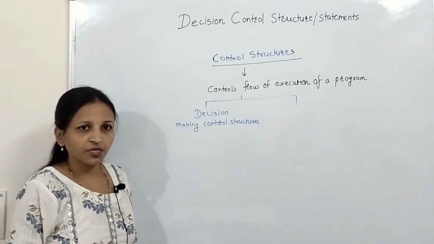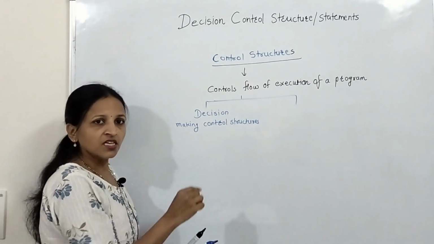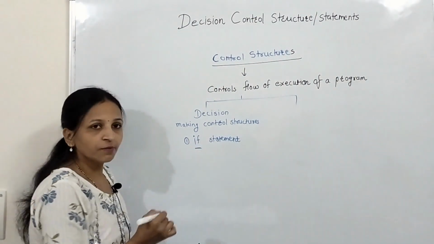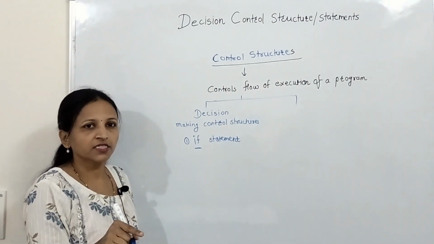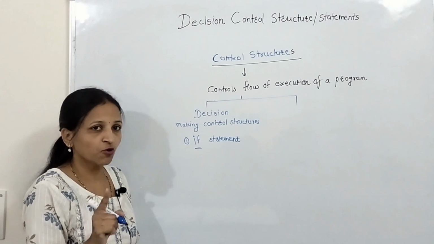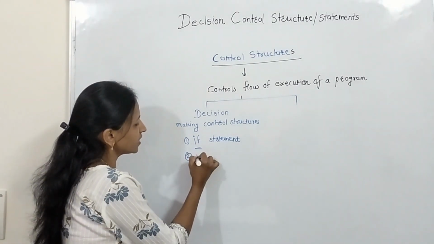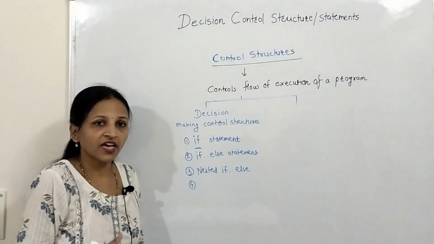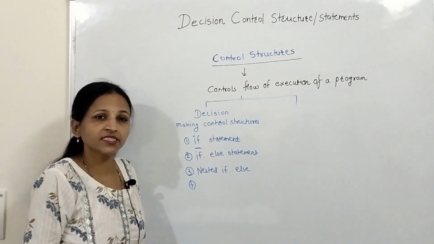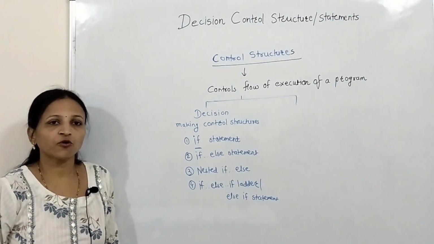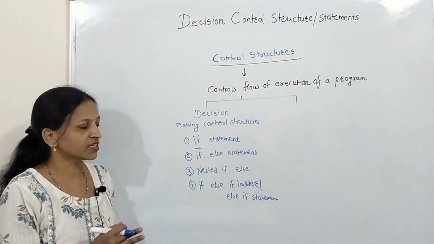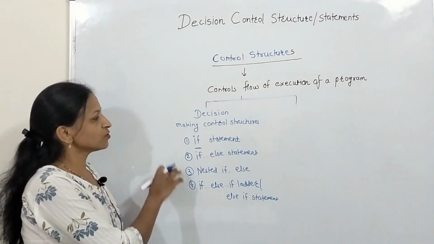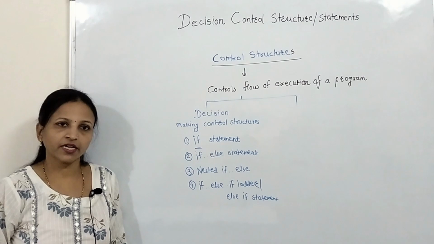There are multiple statements provided by C language for this. The first one is the if statement. This if is a keyword, always remember, that's why I have written it in small case letters. Keywords are always written in small case letters. Second, if else. Third one is nested if else. The next one is the if else if ladder, or you can say else if statement. These four structures are provided by C language for decision making, and that's why they come under this decision making control structure category.